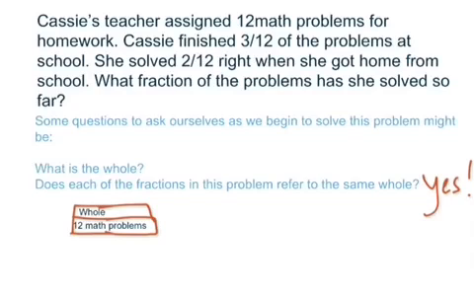Hopefully you would say yes, that they refer to the same whole, and you could do this kind of a whole number box here that lists what the whole is, and that's 12 math problems. All right?